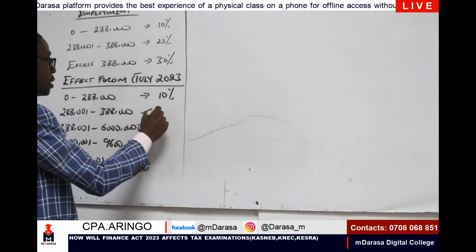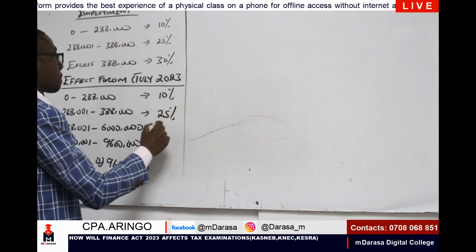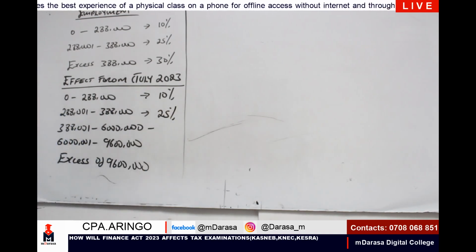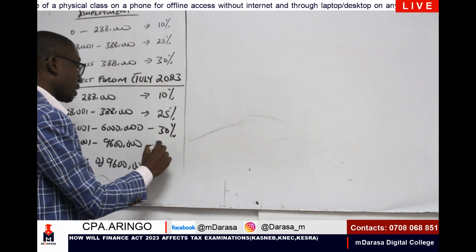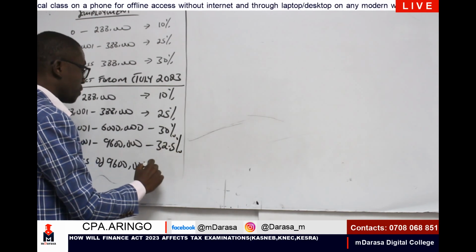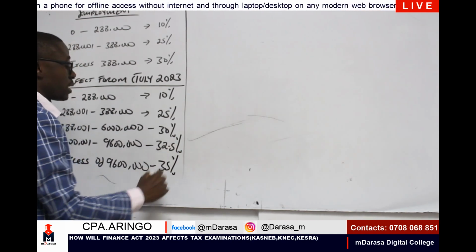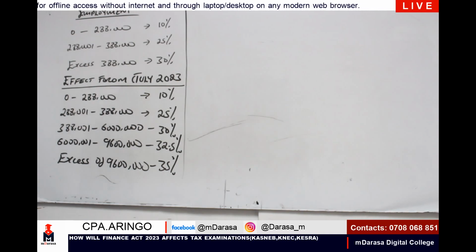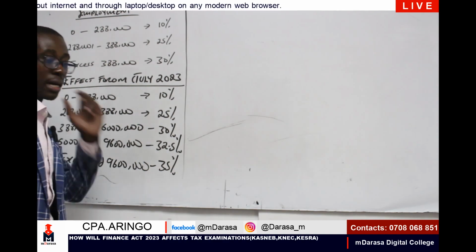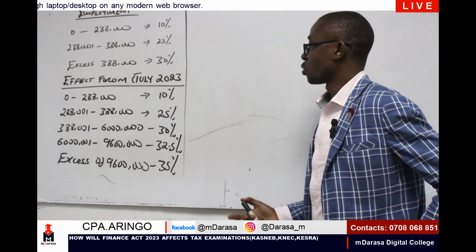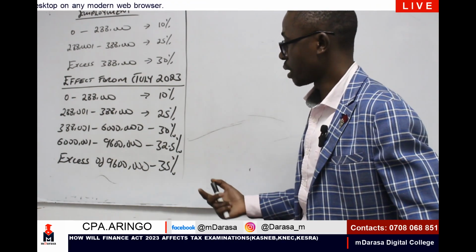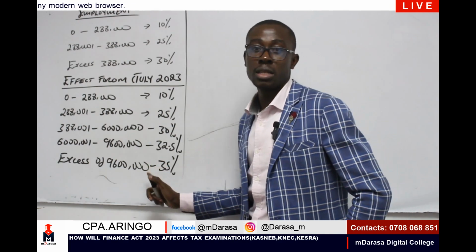Talk about the rate of 25%. We'll be having, of course, the rate of 30%. We'll be having the rate of 32.5%. And finally, excess of that we should be talking of at the rate of 35%. So this is as per the new Finance Act 2023, determination of our employment income computation when it comes to tax. This is a new scale that we will be using.